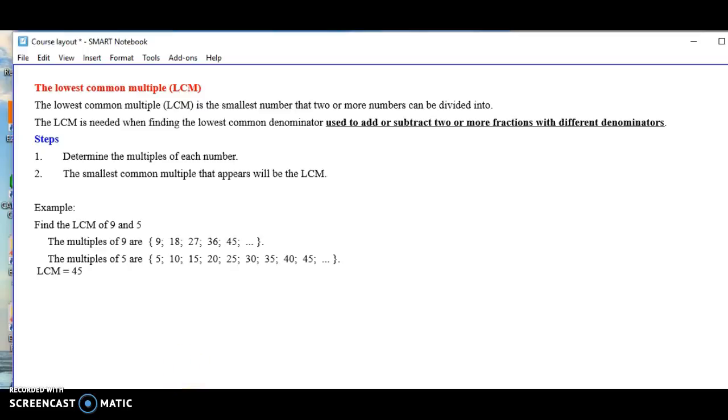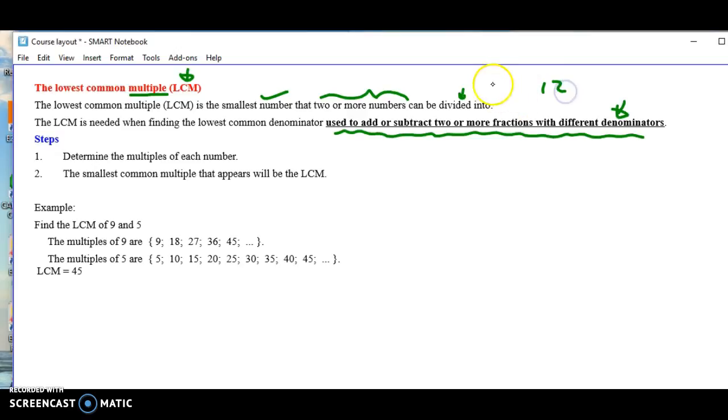This brings us to the lowest common multiple that can be used. So the lowest common multiple, or the LCM, is very important because we use it to add or subtract two fractions with different denominators. So this is very, very important. This is the smallest number of two or more numbers that can divide into. So remember the word here, multiple.